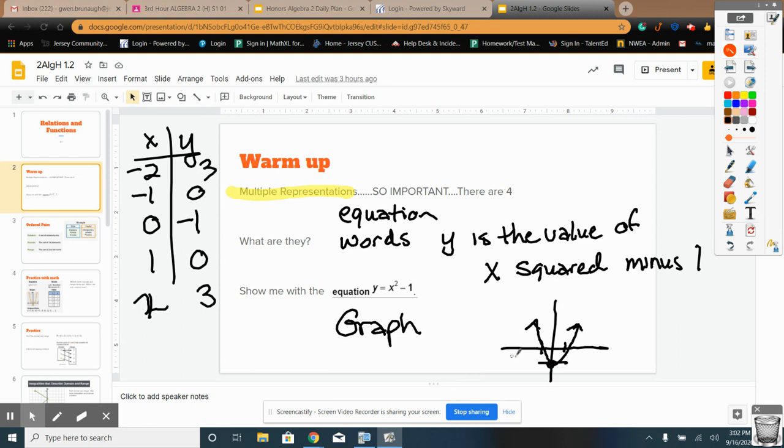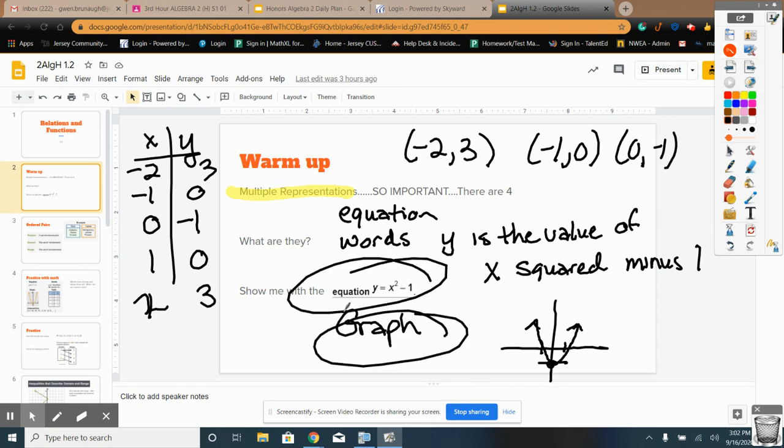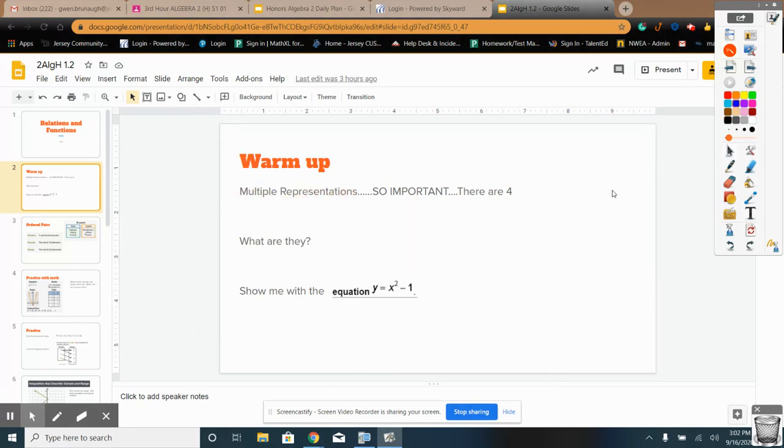So you could graph. You could write it out as ordered pairs. Negative 2, 3. Negative 1, 0. 0, negative 1, and so on. These are all ways that you can write it out. And I said there are 4. The 4 big ones are graph, equation, table, and maybe it's words, this last one. I don't know. But it's kind of like 5 when you consider the ordered pairs.